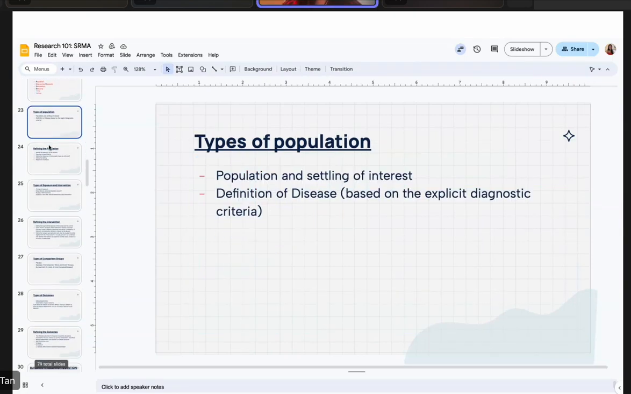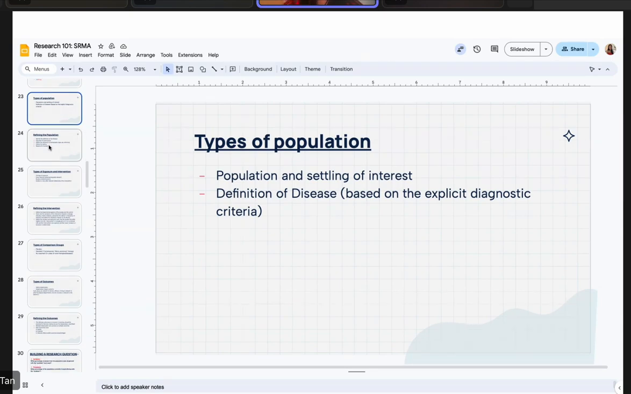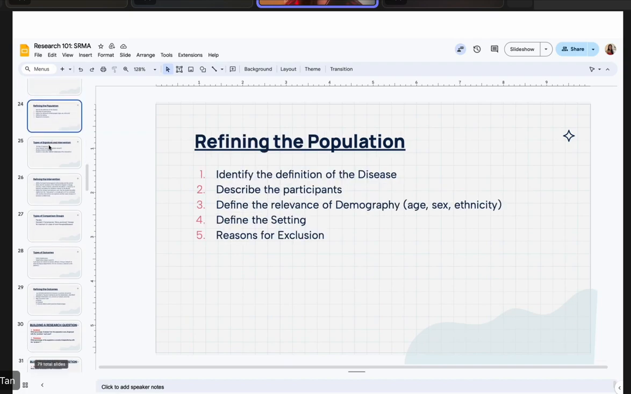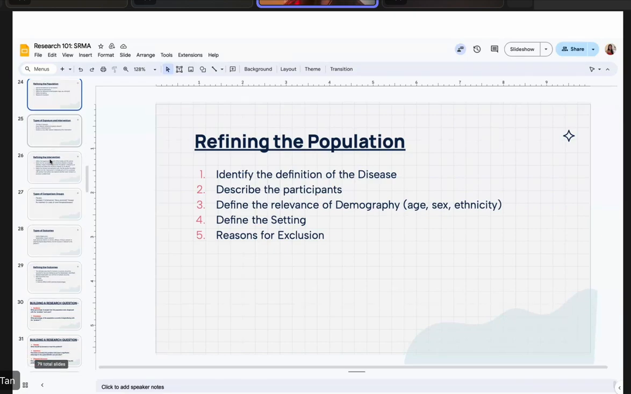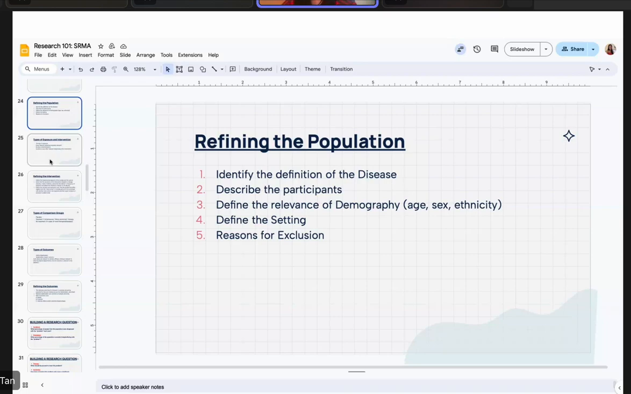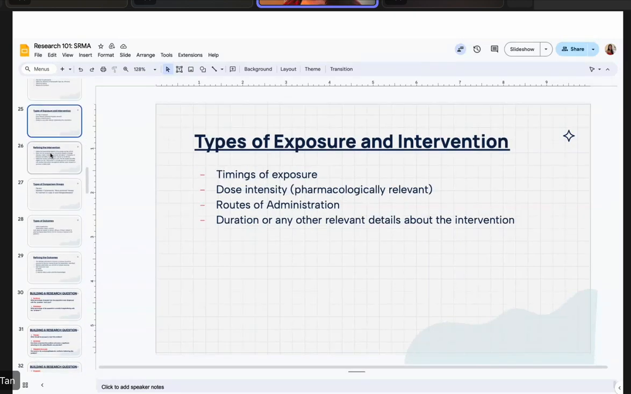Okay, so here we go through one by one. Types of population. You have population and setting of interest. Definition of disease, so like cancer, what kind of cancer specifically. And then defining the population. Describe the participants. Define the relevance of demography. Define the setting and reason for exclusion. We will have an example of this, of a mock review at the end, so we'll go through it all, don't worry. Okay, and then types of exposure and intervention.